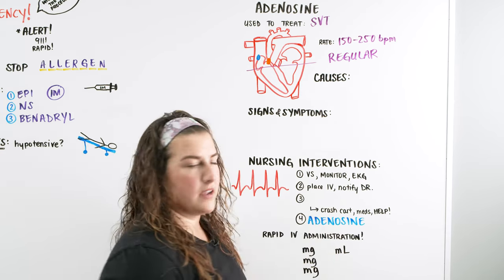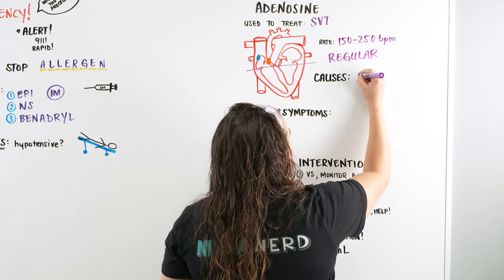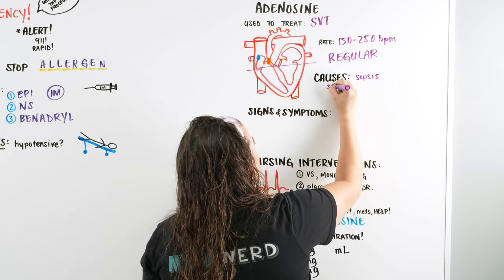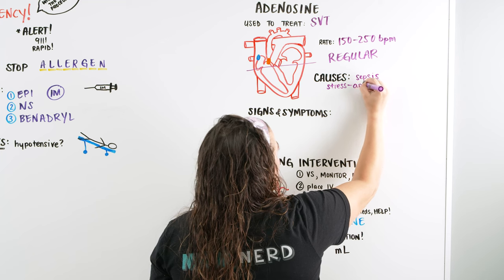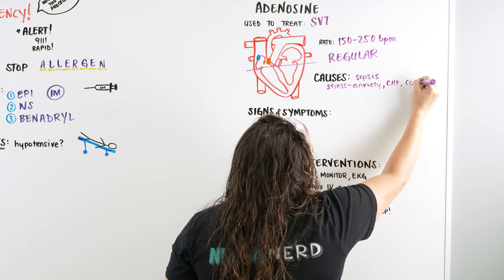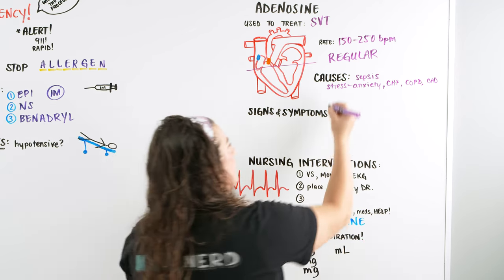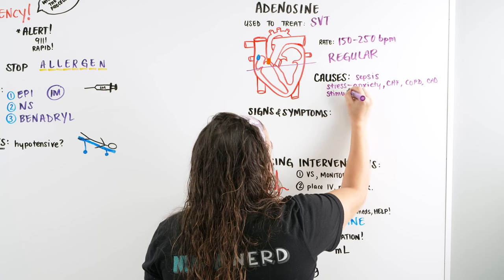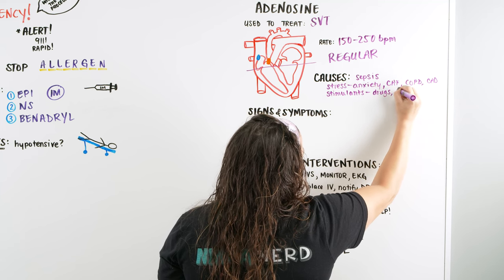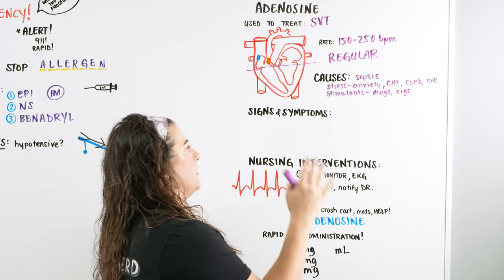So what are some of the causes that can cause SVT? One of the causes can be sepsis. So they have some type of underlying infection that we can't see at the moment. It could be something that is stress related, so you can think anxiety, CHF, COPD, CAD, coronary artery disease. All of these can cause stress on the heart. And we can also think of stimulants. What are some stimulants? You want to think about drugs, think about cigarettes. So there are many causes of SVT, and we can't nail it down to just one thing.